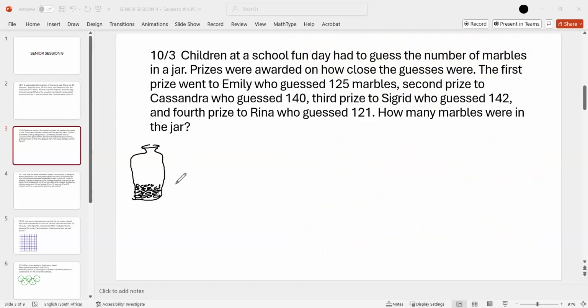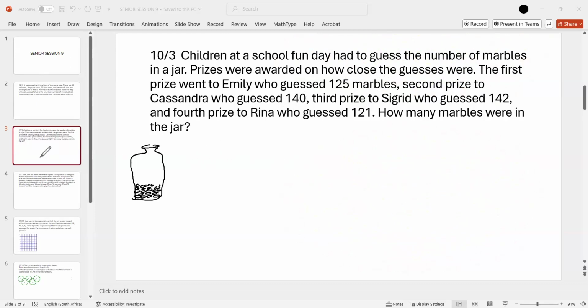I remember sometimes we used to actually go and get the marbles and try to put them into a jar and make an estimation. But that became a very costly business. So we have to estimate. It's an estimation to see how good you are. Anyway, the prizes were awarded on how close the guesses were. The first prize went to Emily, who guessed 125 marbles.